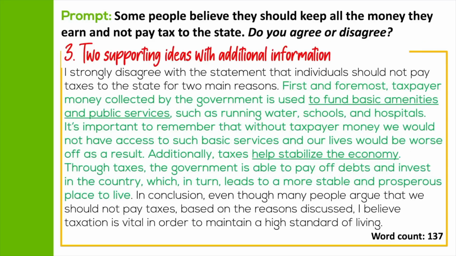The third point I want to highlight is that I included 2 supporting ideas with additional information. These 2 supporting ideas are very closely related to my topic sentence, which is very important to do. The 2 ideas are underlined. The first one is to fund basic amenities and public services, and the second idea is to help stabilize the economy. In order to provide more information to my supporting ideas, I provided examples, things like running water, schools and hospitals. And I discussed the implications, which in turn leads to a more stable and prosperous place to live.